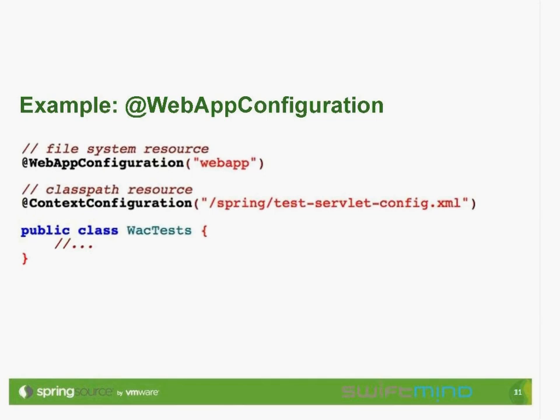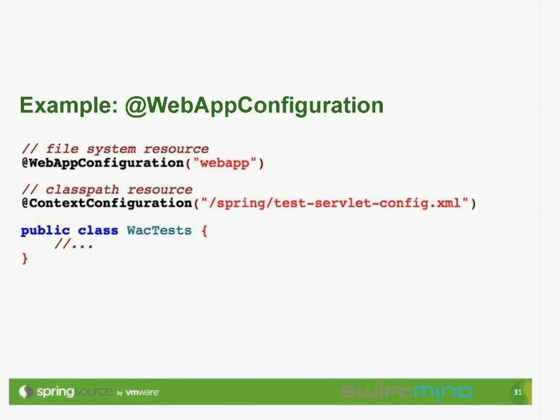Here we are supplying values for both of these annotations, and again, just want to point out what the default semantics are. So here we have @WebAppConfiguration with webapp as the path, and again, that would then need to be a folder relative to the root of your JVM. So for example, relative to the root of your project when executing your tests. And then we see with @ContextConfiguration, if we have a path like this, /spring/test-servlet-config.xml, this would need to be a file that's present in the class path, where spring is a root folder in the class path.